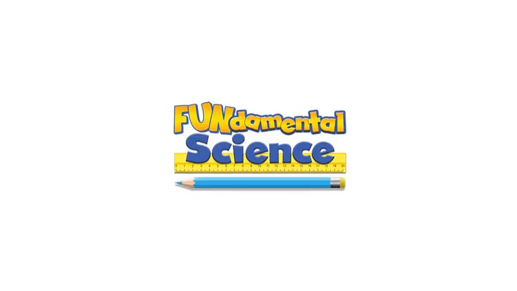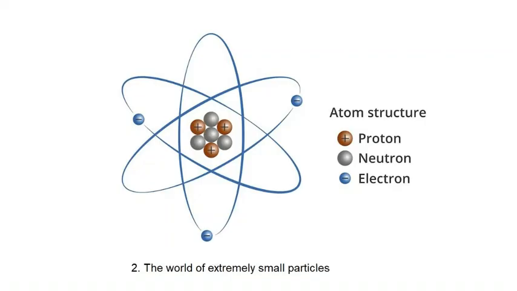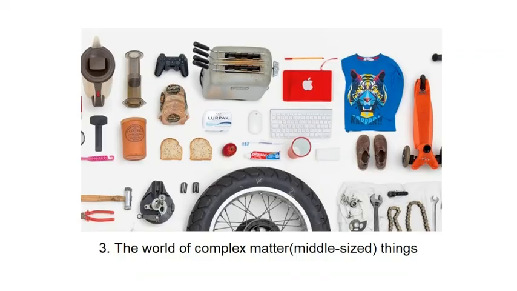There are three main frontiers of fundamental science. Number one, the world of extremely large objects like the universe itself. Second one, the world of extremely small particles like atom, the structure of atom that consists of proton, neutron and electron. And the third one, the world of complex matter, that is the middle-sized objects or the middle-sized things.